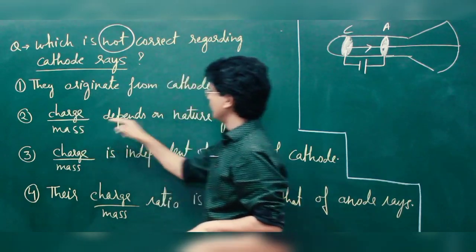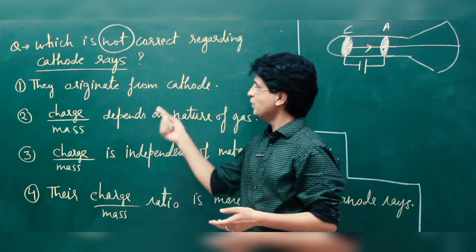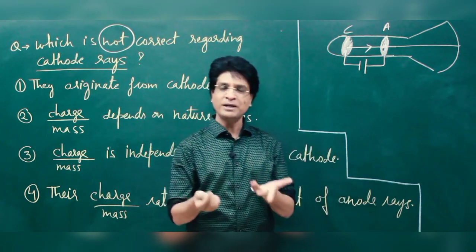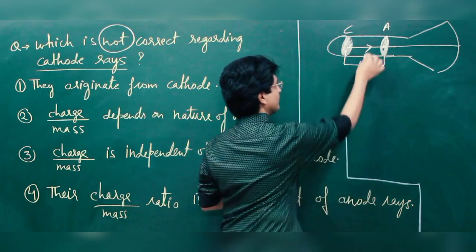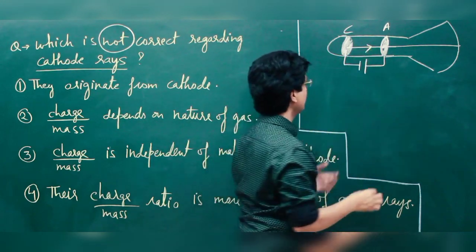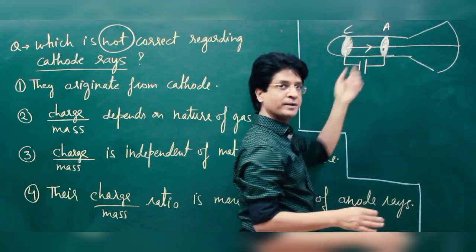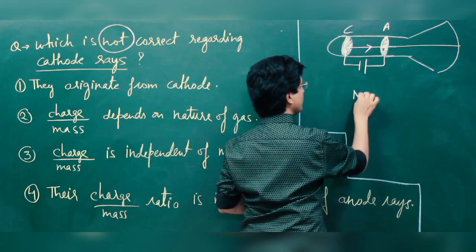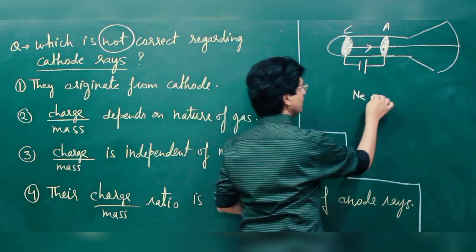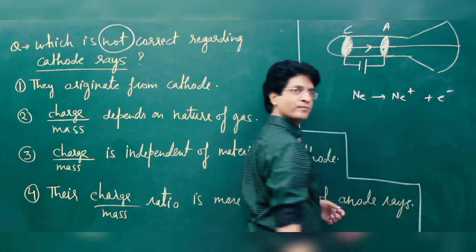Their charge upon mass ratio depends on nature of gas. Now cathode rays are nothing but electrons. If you remember, there was a gas inside this chamber, and when the electric potential was applied, the gas is ionized. Suppose I'm talking about neon. So neon will ionize to give you Ne+ and an electron.